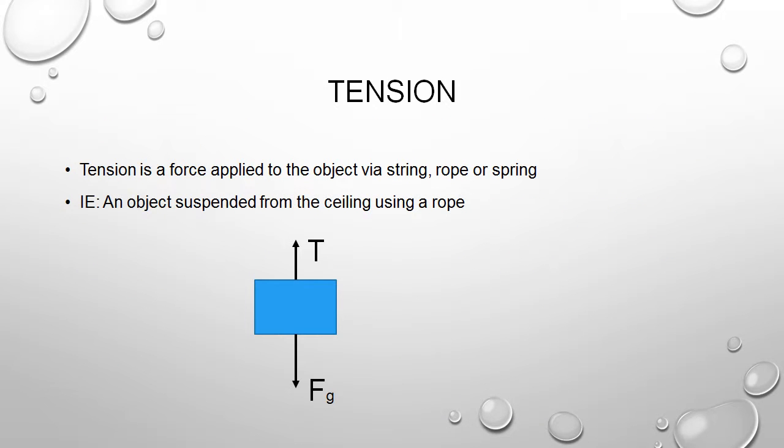Tension. Tension is a force applied to the object via string, rope, or spring. So, for example, for an object being suspended from the ceiling using a rope, you could see the free body diagram to be like this.